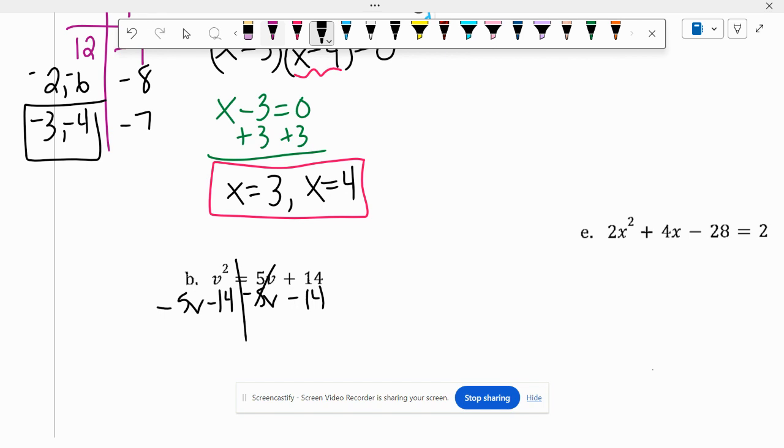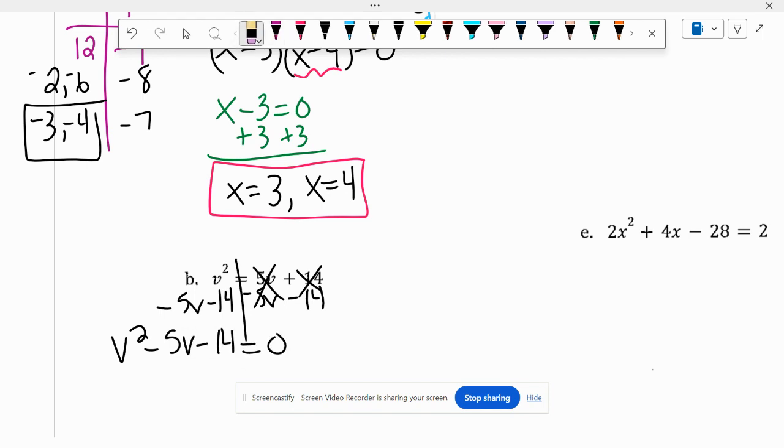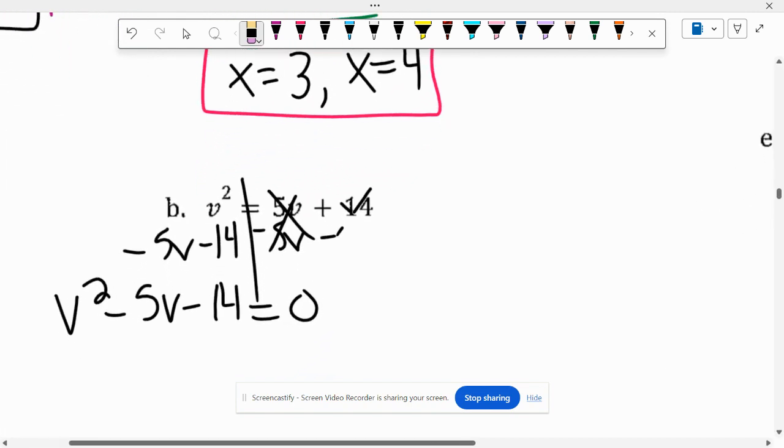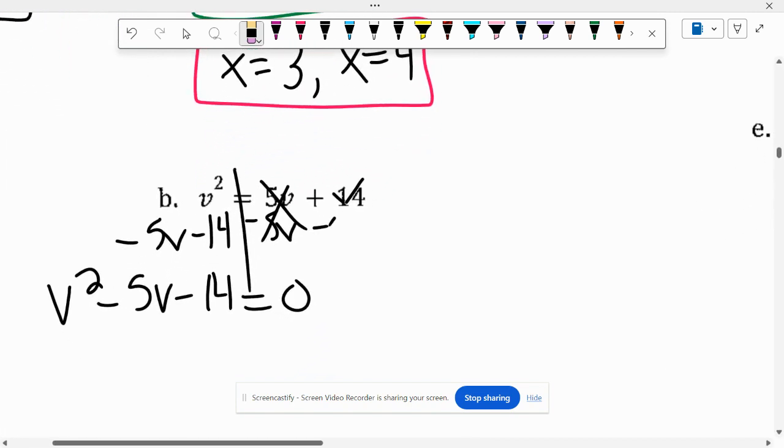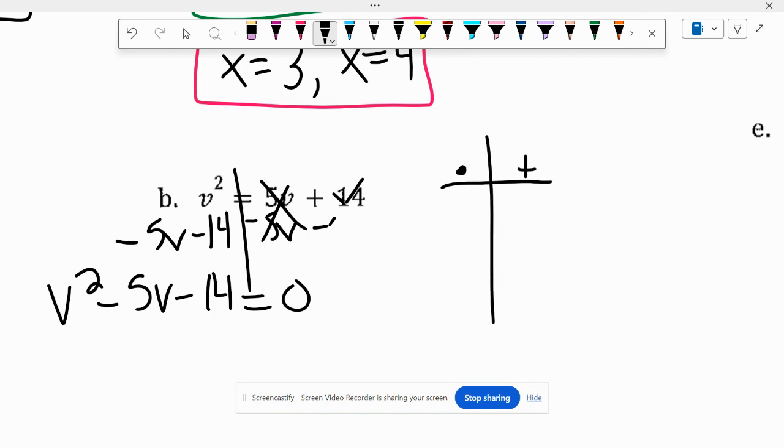I want you to know that typically I don't write that. I just move them, okay? So this becomes v squared minus 5v minus 14 equals 0. Typically, I don't show that algebraically. I feel like we should just know to move those over, okay? So let's look at our times plus. What's our product going to be and what's our sum got to be? Well, what's A times C? What's the value of A? It's -14, yes. 1 times -14 is -14. What is my sum? What is the value of B?